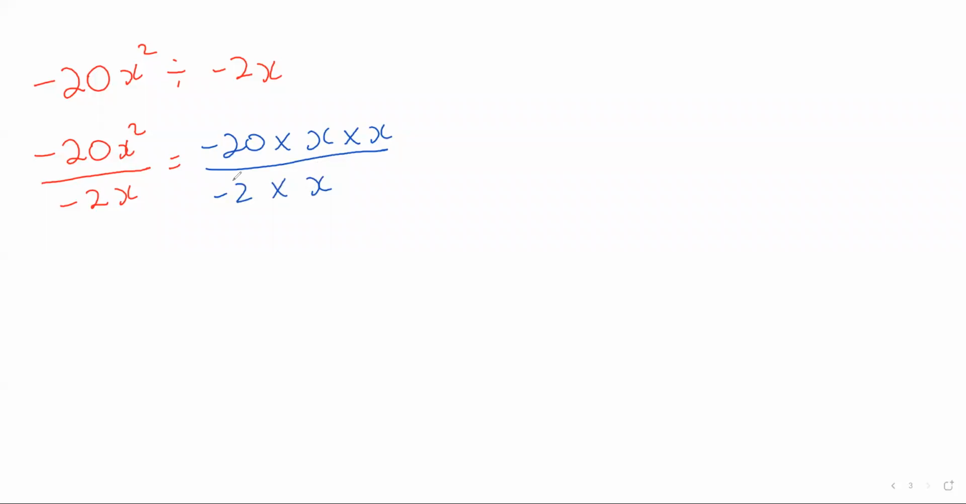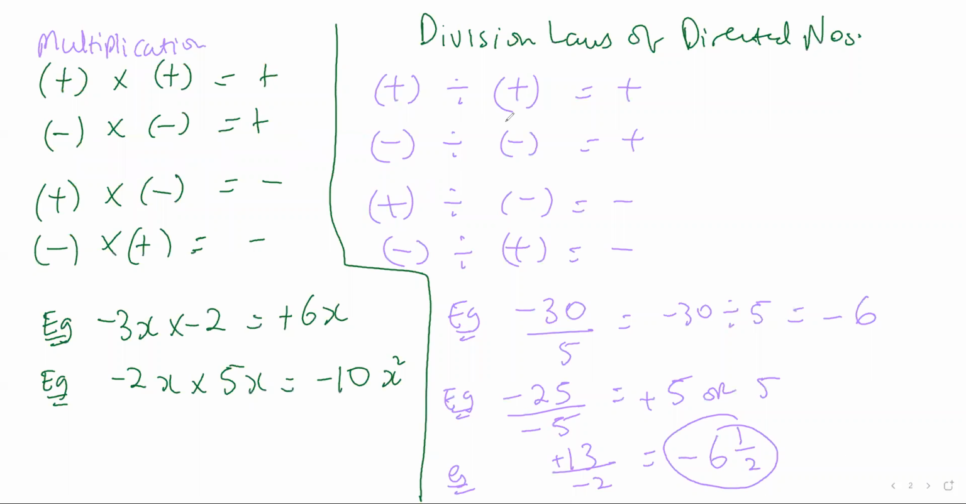So now we can clearly see that we can cancel off certain things here, right? So let me deal with the signs first. A negative divided by a negative, if you look back at your laws, right? Negative divided by a negative is positive.